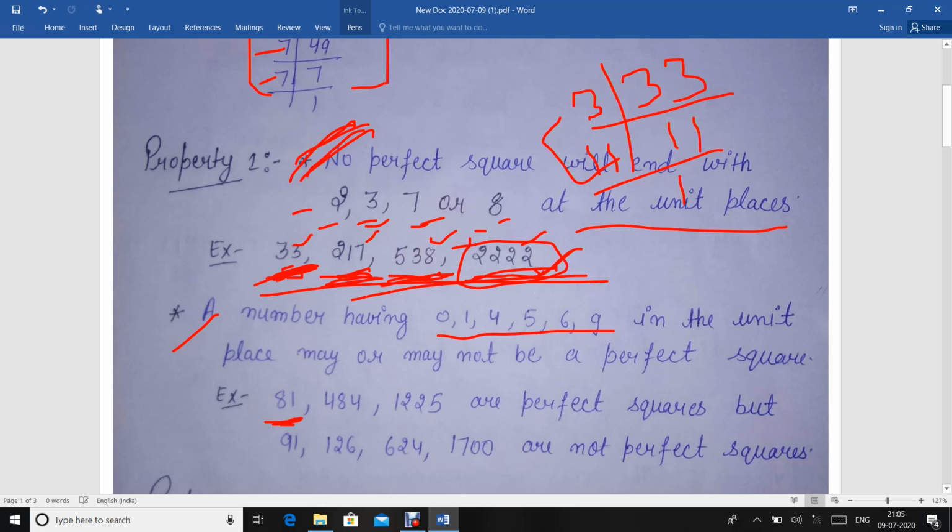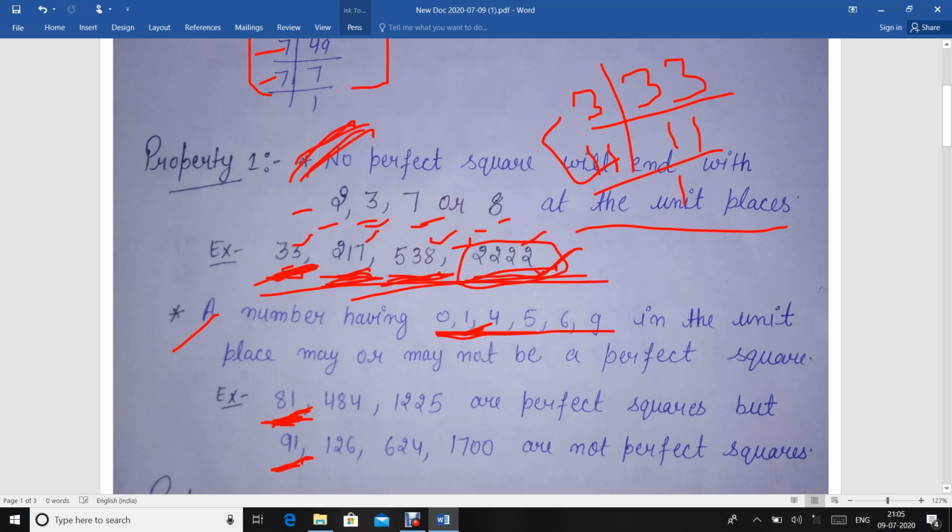In 81, there is 1 at the unit place, but we know that 81 is a perfect square of 9, because 9 nines are 81. So it is a perfect square, even though it contains 1 at the unit place.